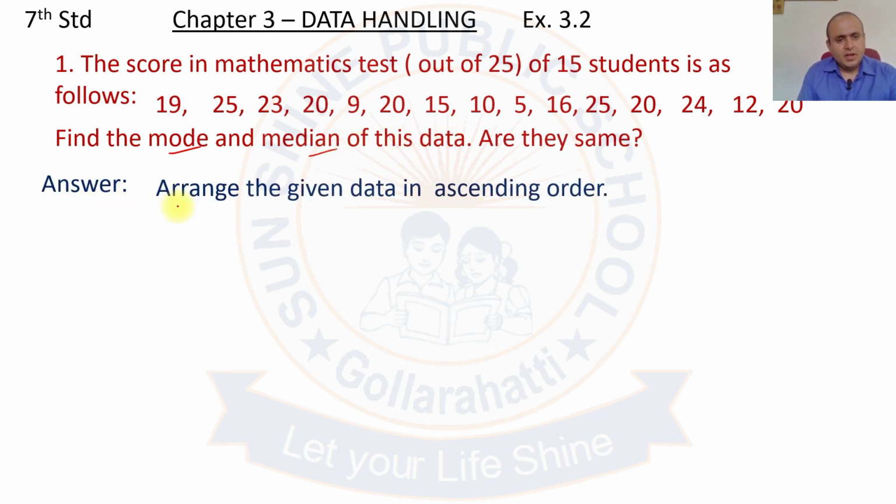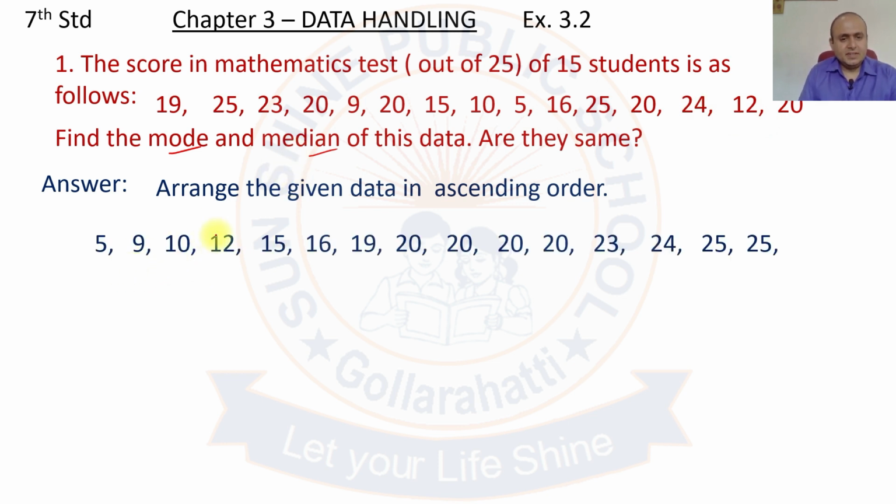So answer: arrange the given data in ascending order. So first you arrange this data given, the scores of the mathematics test, in ascending order. That is, I arranged here 5, 9, 10 and 12 and so on. Now mode is the number that appears the maximum number of times, or the highest number of times.